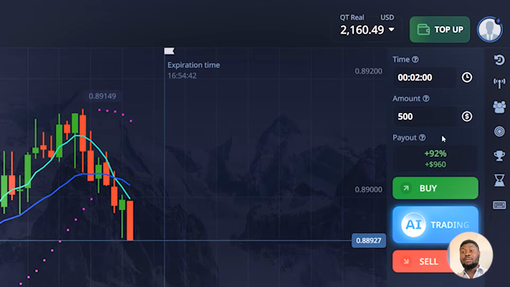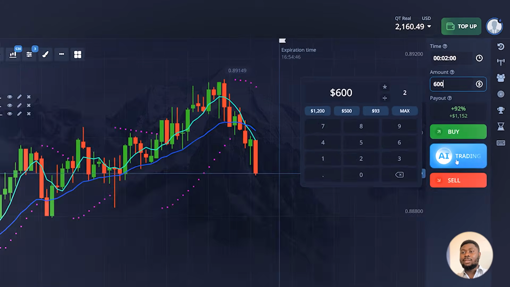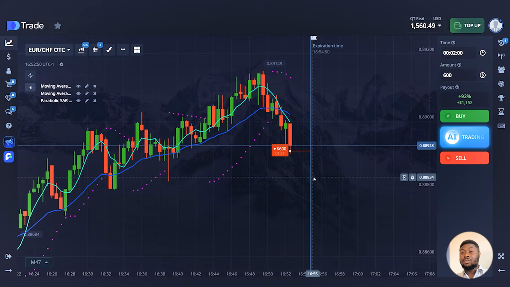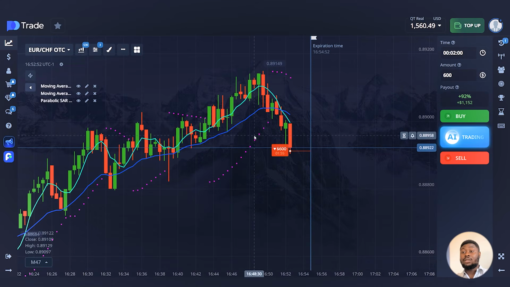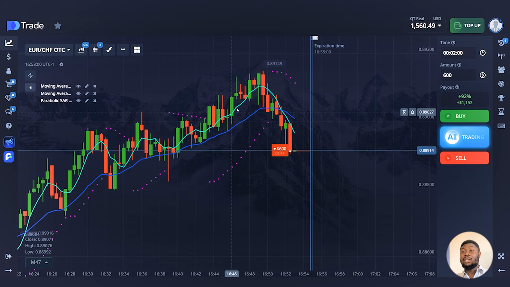I'm increasing the trade amount to $600. Let's open a trade to reduce the price. As you can see, the situation is similar to the previous one. The price began to decline and the points of the parabolic SAR indicator appeared above the price chart. The first trigger is received. It indicates a decrease in price.